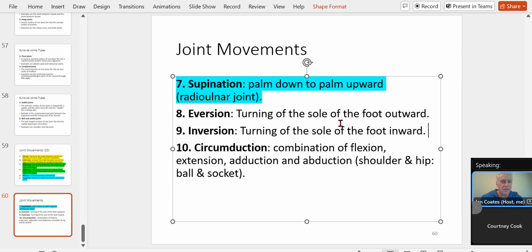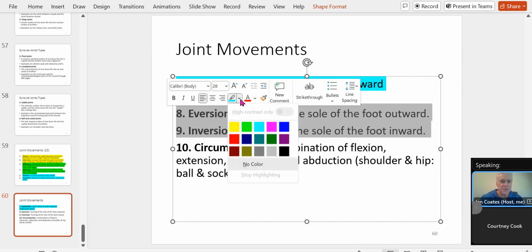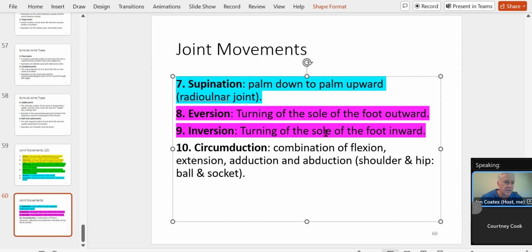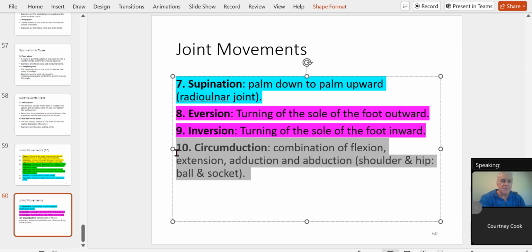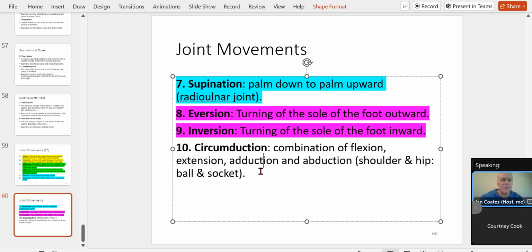There's some more. You want to know these in groups of 2, but you don't have to memorize any of these. And then you've got circumduction. What joint is that associated with? That is your ball and socket. This is the greatest combination of movement out of any of the joints. And that's all we have for today.